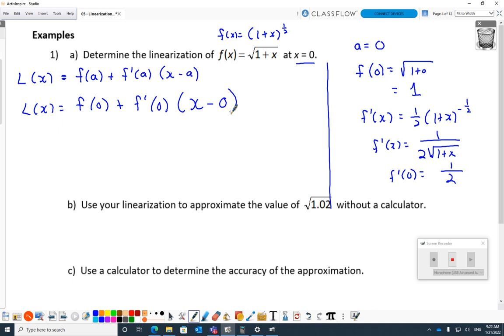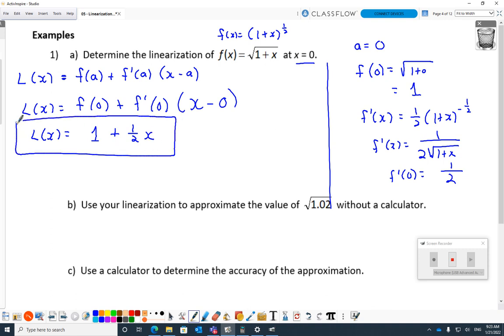So I found these values. The linearization of x is f at 0, which I found was 1, plus f prime at 0, which I found was 1/2, and then x minus 0 is just x. And let me say out loud what that thing means. It means the function square root of 1 plus x can be estimated by this function as long as you're close to 0. How close? We're going to talk about that in just a second. But I want you to see it now.